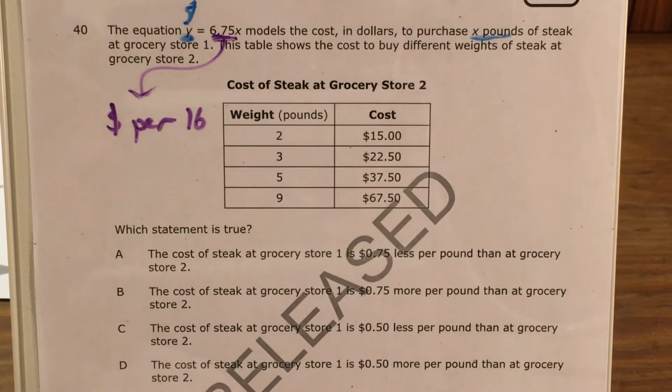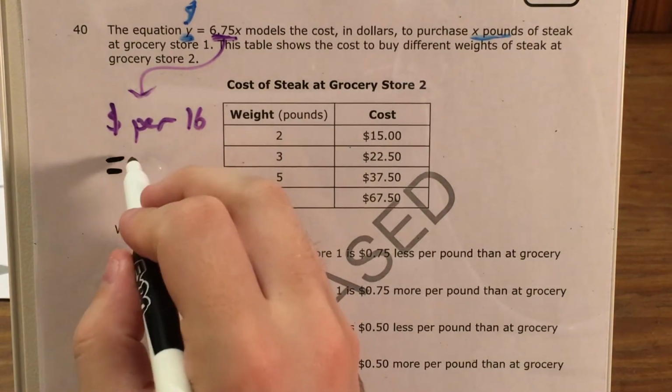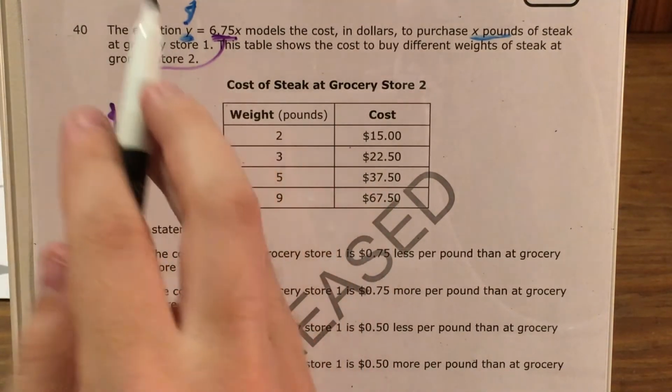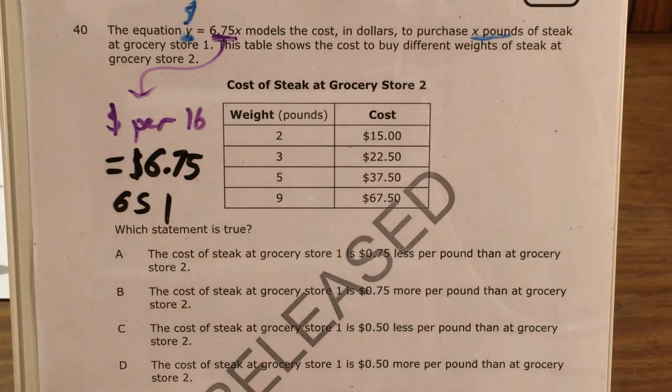Scoot that down a bit. So if this is my cost per pound, then that means that I know that it's just going to be $6.75, and I'm done with grocery store 1. Cool. So now to figure out grocery store 2, I have to actually do a little more math.